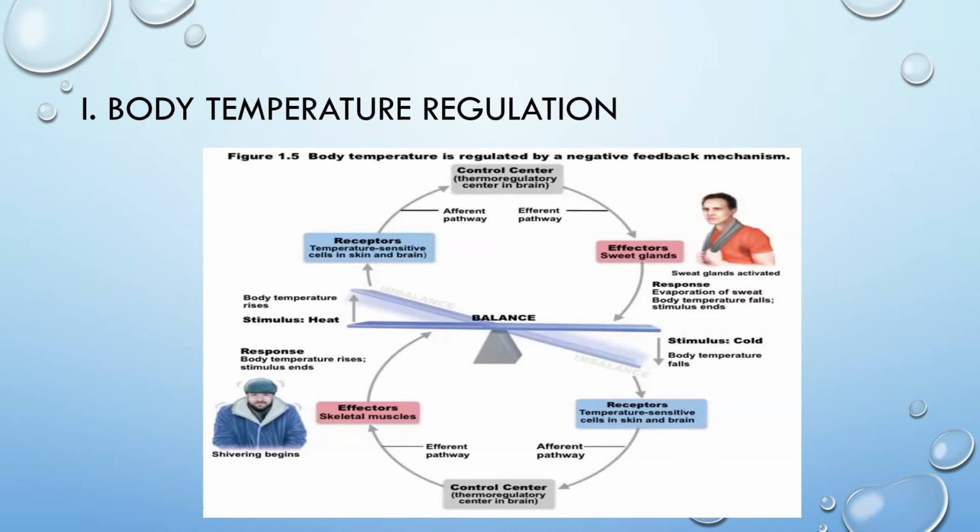What happens is that there are receptors called thermoreceptors that detect the drop in temperature. The receptor will send the information to the control center that is located in the hypothalamus. Then the control center will send information to the effector organ, for example here skeletal muscle, to cause that person to start to shiver. And when the person shivers, the body temperature will start to increase and return towards normal, that is 37 degrees Celsius.